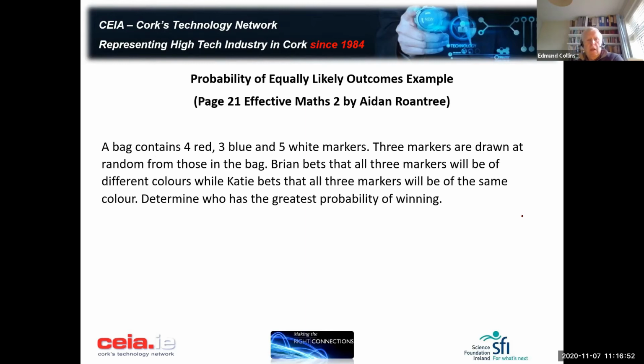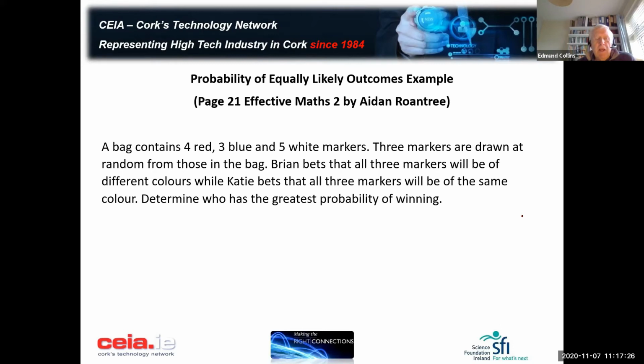So we're going to use now techniques we looked at in the first part of the tutorial to solve this problem. So combinations, multiplication principle, addition principle, other things. We're going to use that for this problem. This is from Aidan Rowntree's book. So it's a good example to start us off on the journey of probability.